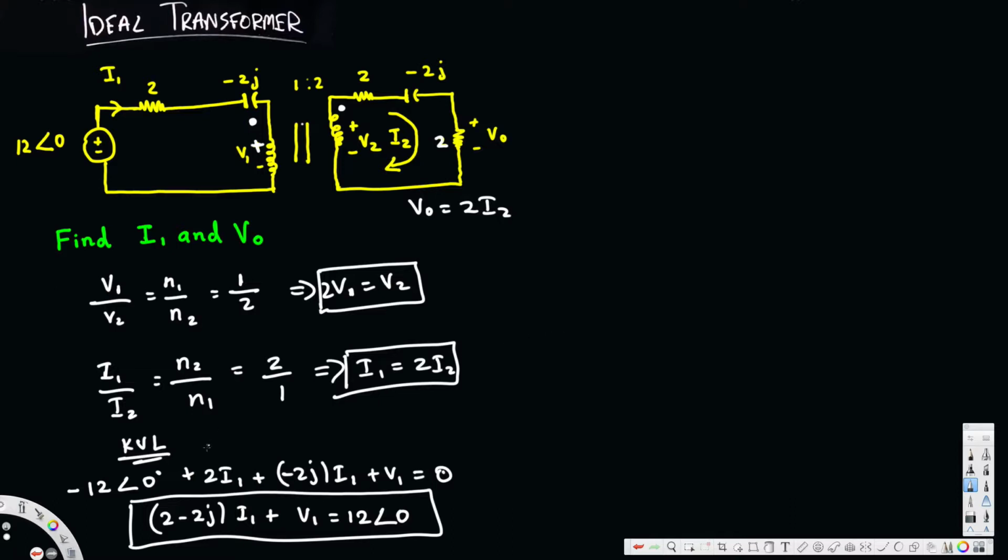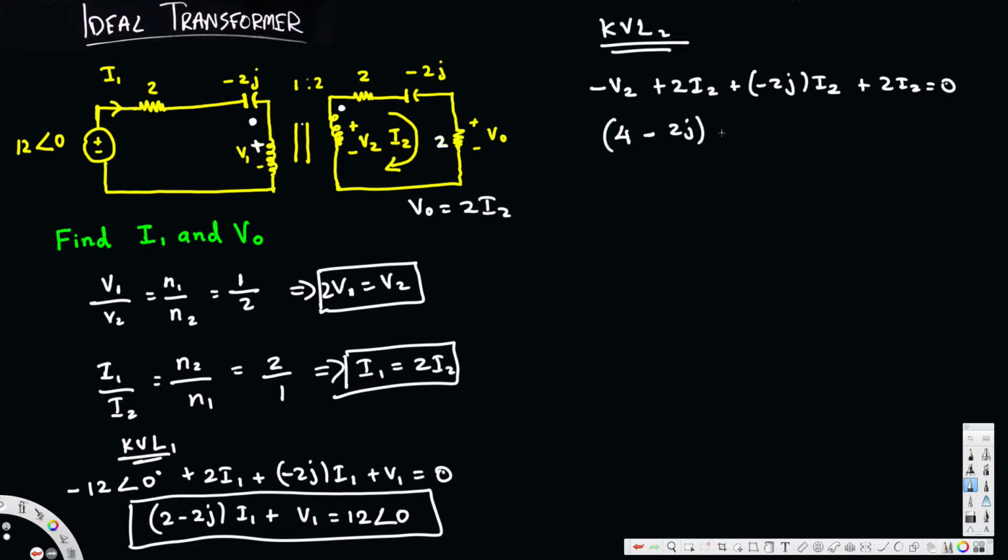Now let's apply KVL to the second loop. If you apply KVL to the second loop, this is going to become negative V2, because it goes negative to positive, then plus 2I2, plus negative 2j times I2, plus 2I2, and that is equal to 0. If you simplify this, you get 2 plus 2, which is 4. So 4 minus 2j times I2 is equal to V2.